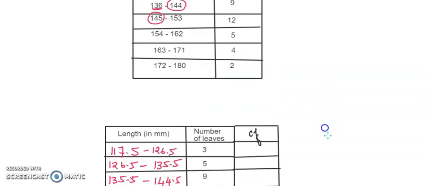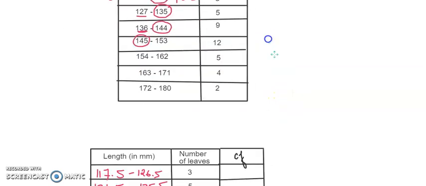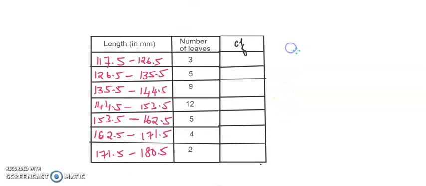So when do we do this subtraction of 0.5 in the lower limit and addition of 0.5 in the upper limit? When the upper limit of the preceding class is not the same as the lower limit of the next class. If they are not the same, the upper limit of the preceding class and the lower limit of the next class should be same. If they are not same, you will make it same by subtracting 0.5 from the lower limit in all the class intervals and adding 0.5 to all the upper limits of the classes.